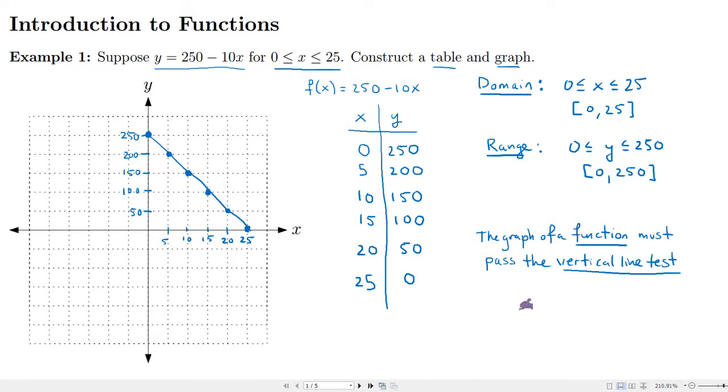Another way that you could rewrite that is something like this. For every input from the domain, there is exactly one output.